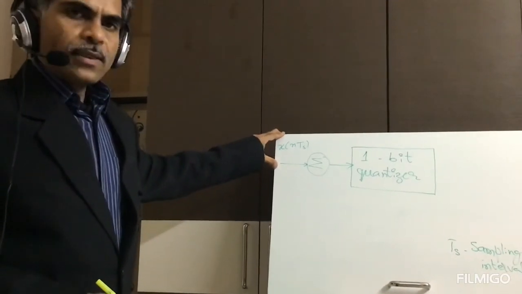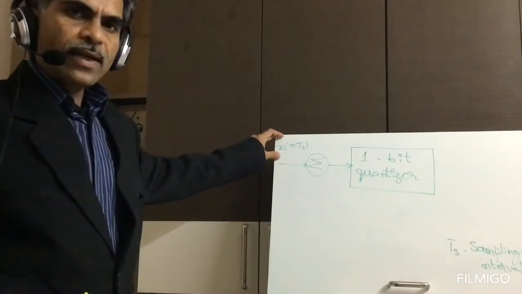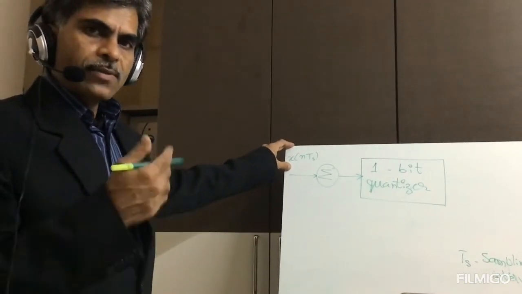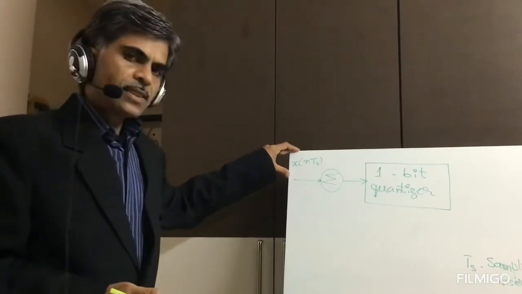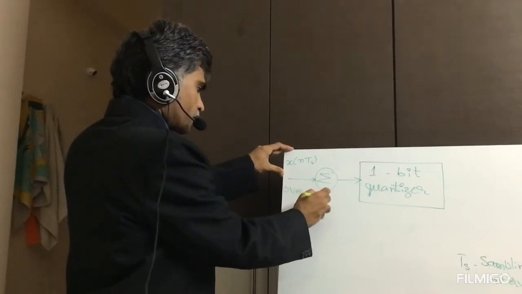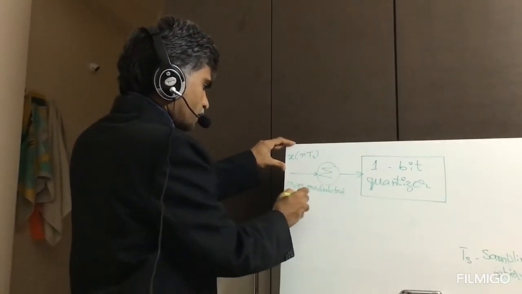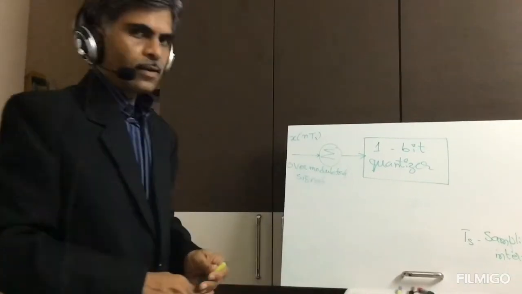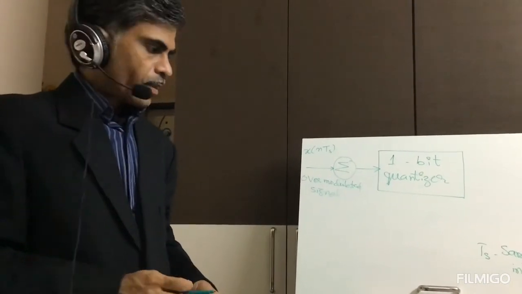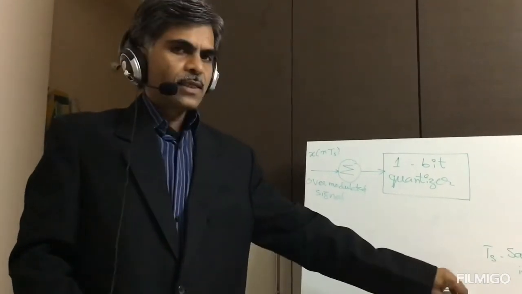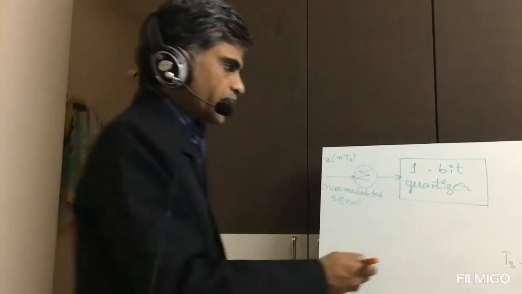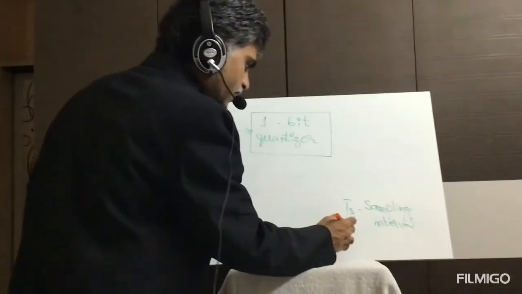Here in this delta modulator, we usually take this x of nTs to be the over modulated signal. We have under modulation as well as over modulation. The reason is, if it is an over modulated signal, then the signal to noise ratio can be improved considerably, because Ts is the sampling interval here and Fs is the sampling frequency.